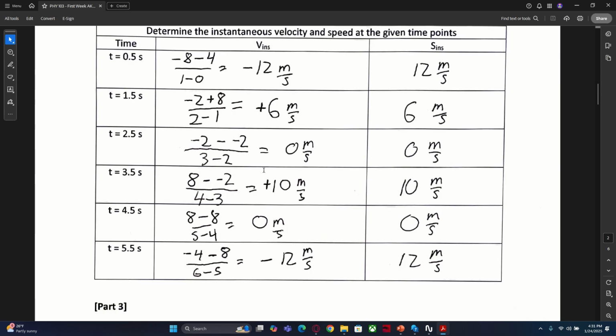And then the remainder is pretty straightforward, a similar process. To get the instantaneous speed, it's just taking the absolute value of all of our instantaneous velocities at those points in time. The absolute value of -12 is just 12. The absolute value of positive 6 is just 6. The absolute value of 0 meters per second is 0 meters per second, and so on and so forth.